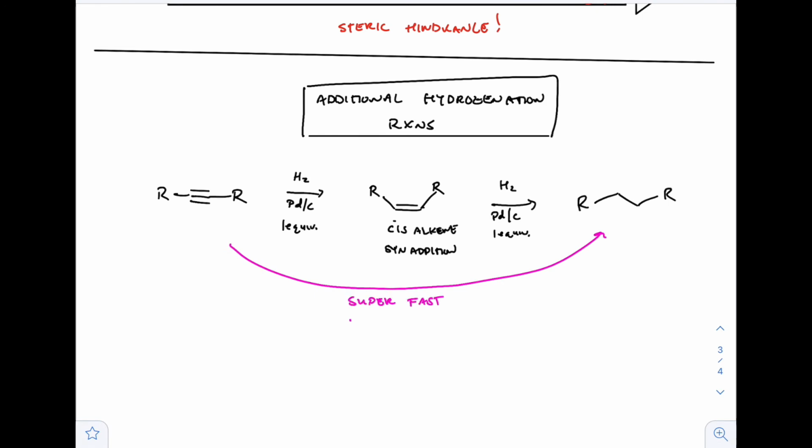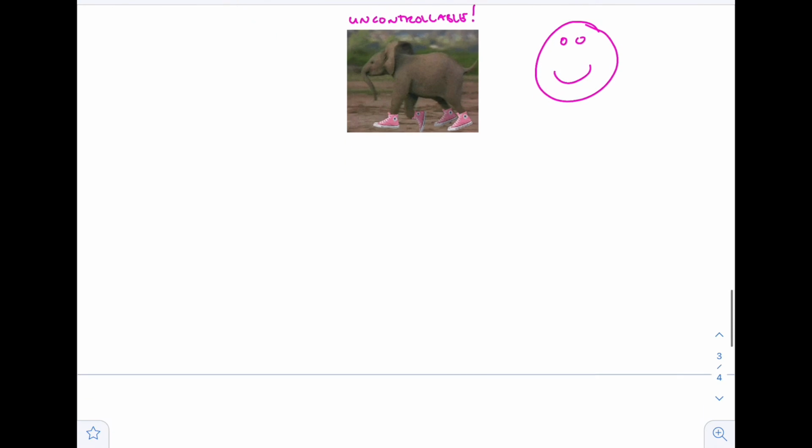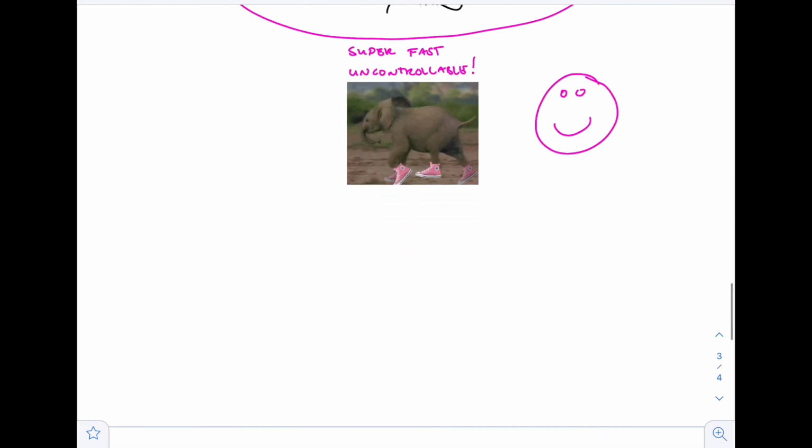I mean, as fast as the fastest elephant you've ever seen running in pink chucks. Like that's how fast I'm talking about. Isn't that adorable? An elephant running in pink chucks? That's awesome.